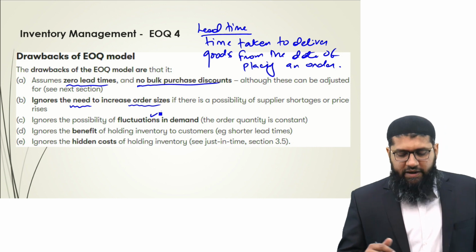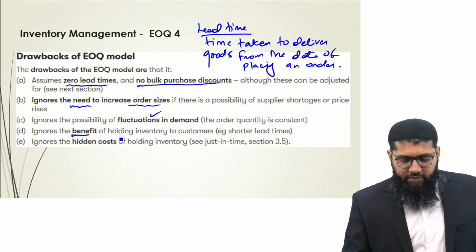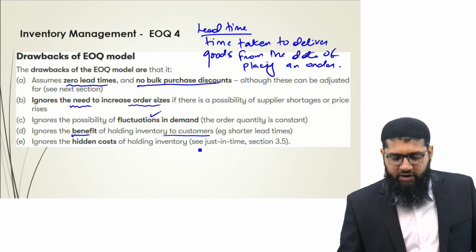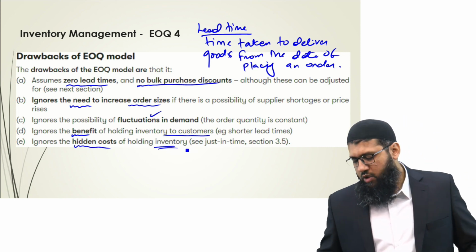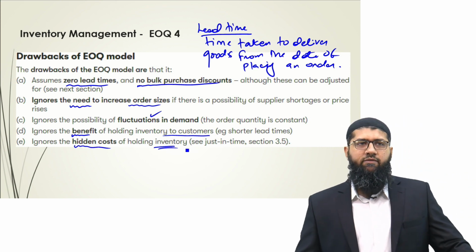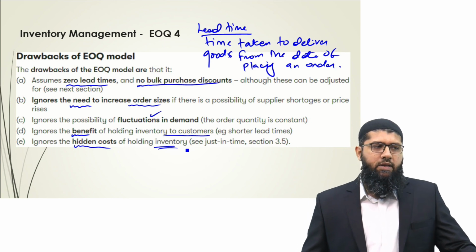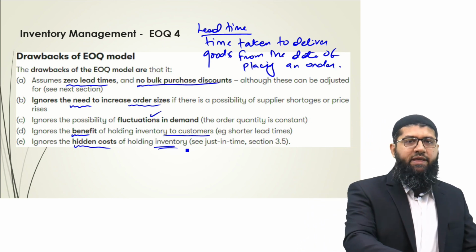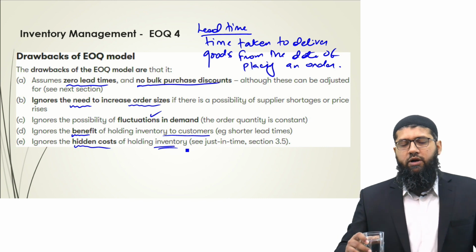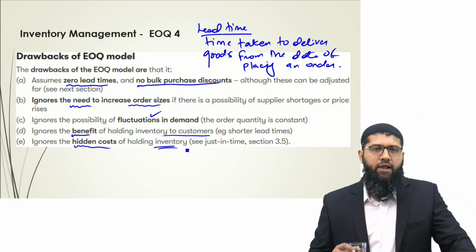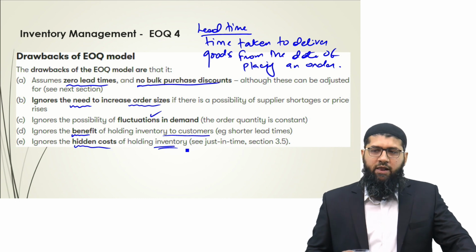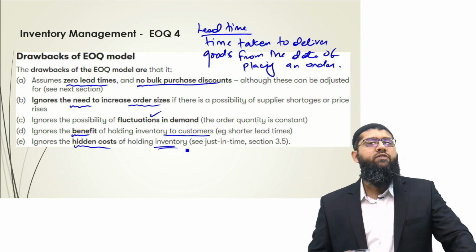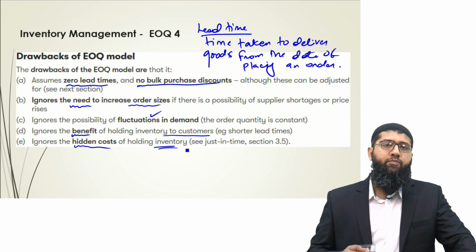The fluctuations in demand are ignored, it ignores the benefit of holding inventory to customers, and it ignores the hidden costs of holding inventory, because it only considers those variable costs which are incurred. It does not cover all the costs. So the EOQ model has limitations, but again, it's one of those models that is in use by a lot of organizations. Why? Because it gives the basis as to what should be the order quantity.